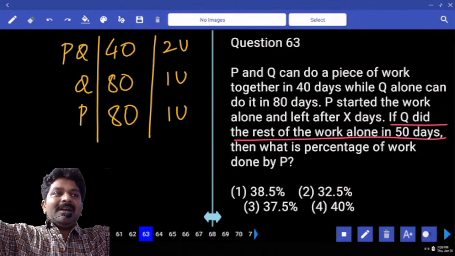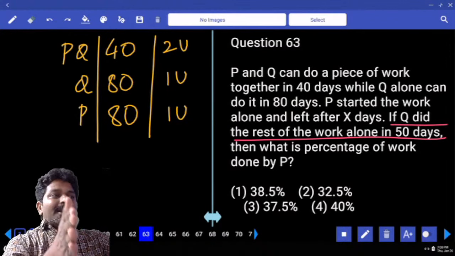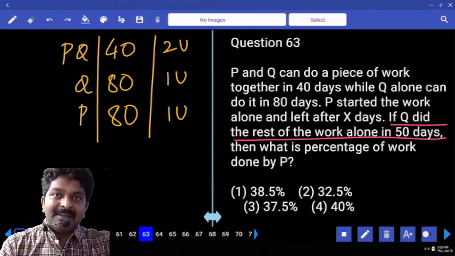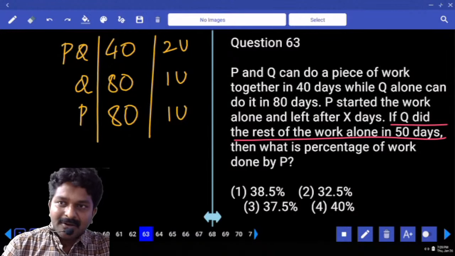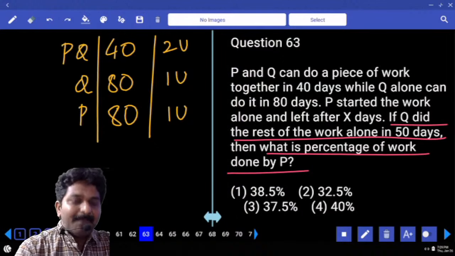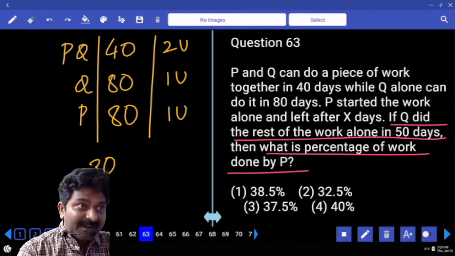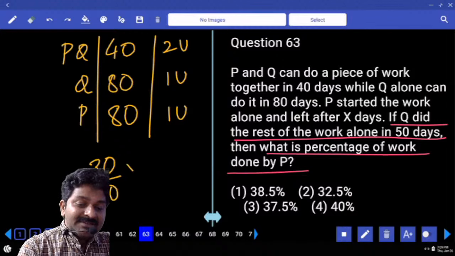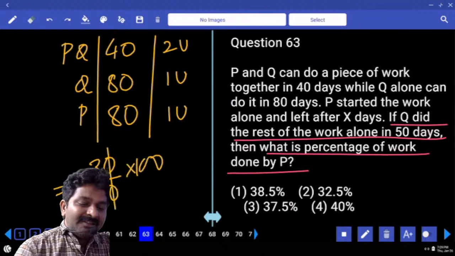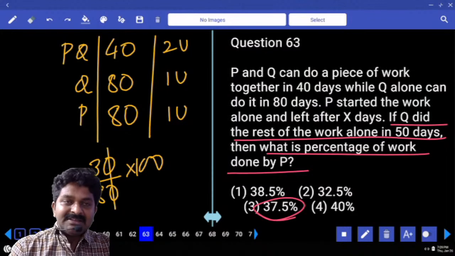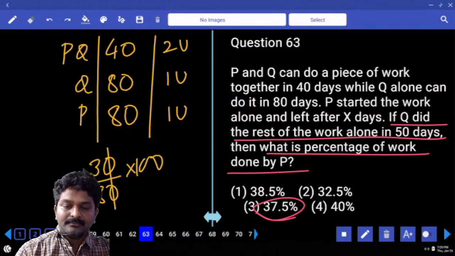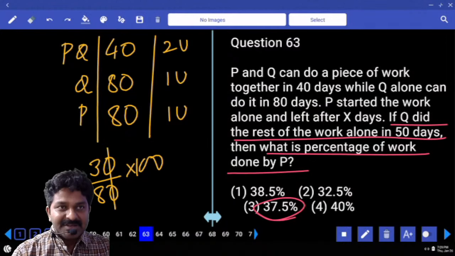Out of total 80 days of work, Q already did 50 days. Then how many days of work is left? 30. Either P or Q, it is 30 days work only. So the question is, what percent of work is done by P? P completed 30 days of work out of 80 days, because the question is about percentage, into 100. 0, 0 cancel. 3 by 8, 37.5%. Because their efficiencies are equal.